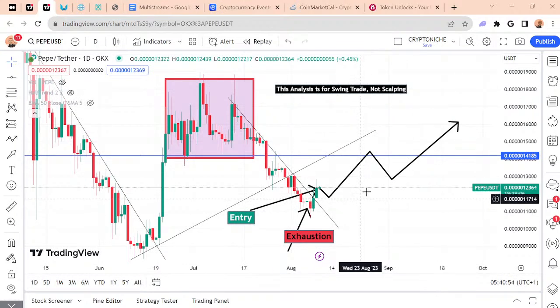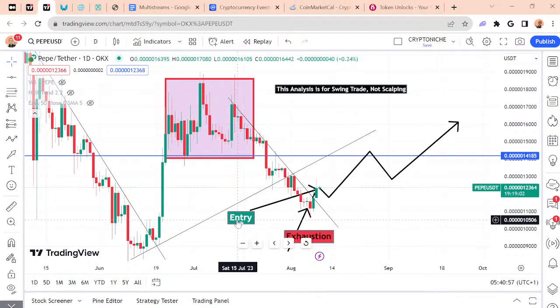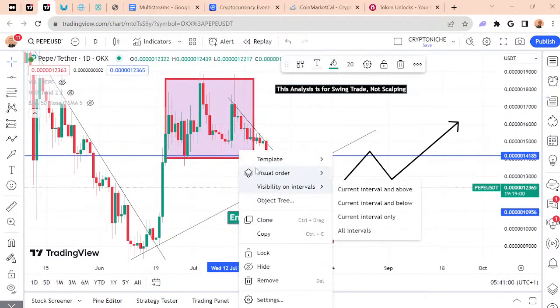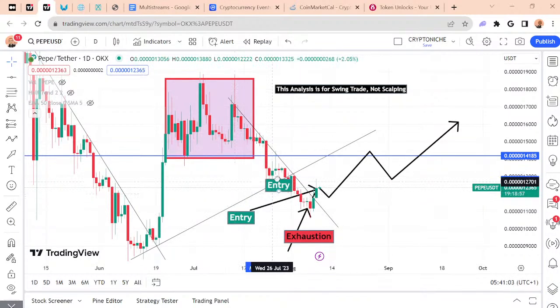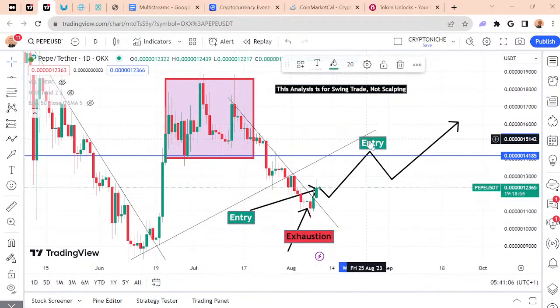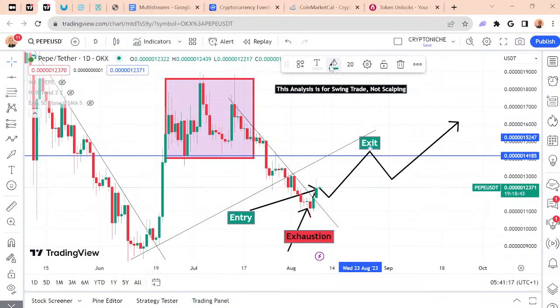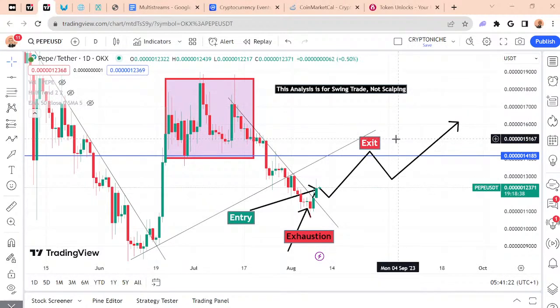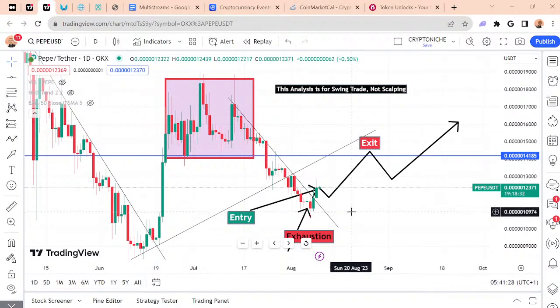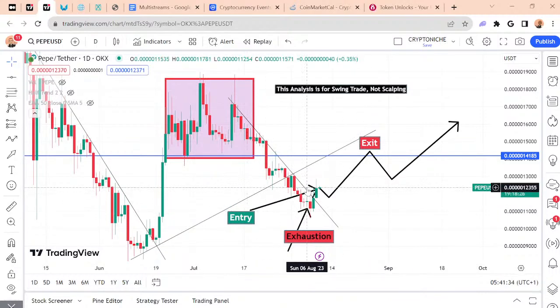Then this is going to be the exits. Let me clone this. This will be the exit points. So I'll come here and make it red. That'll be the exit points, isn't it? Then you have your stop loss here. So you have your stop loss here.